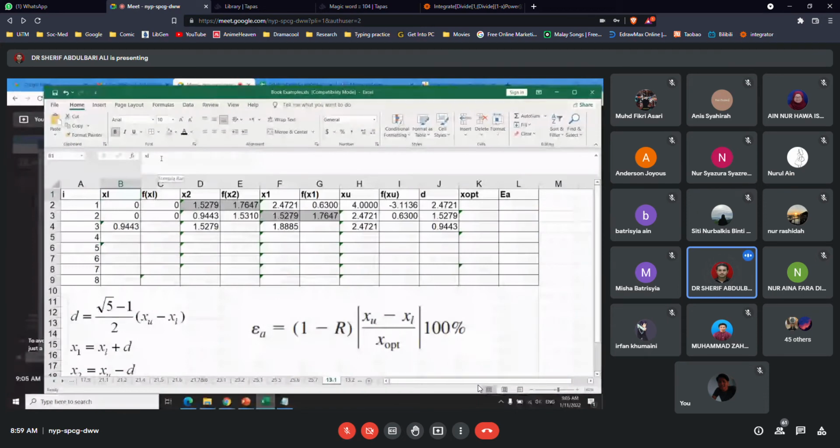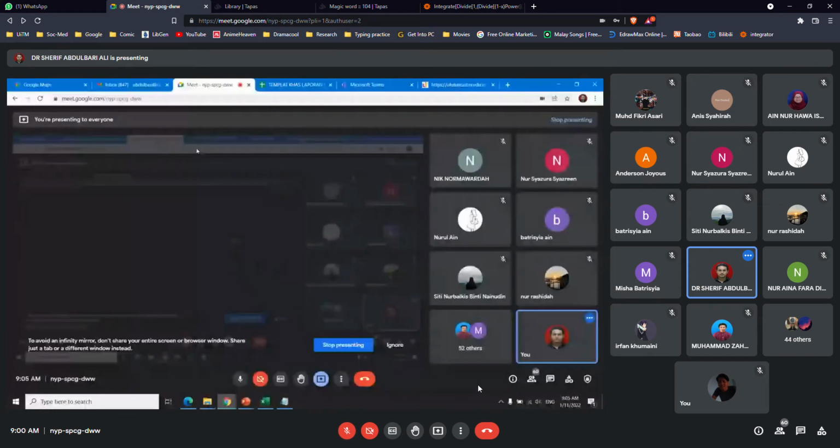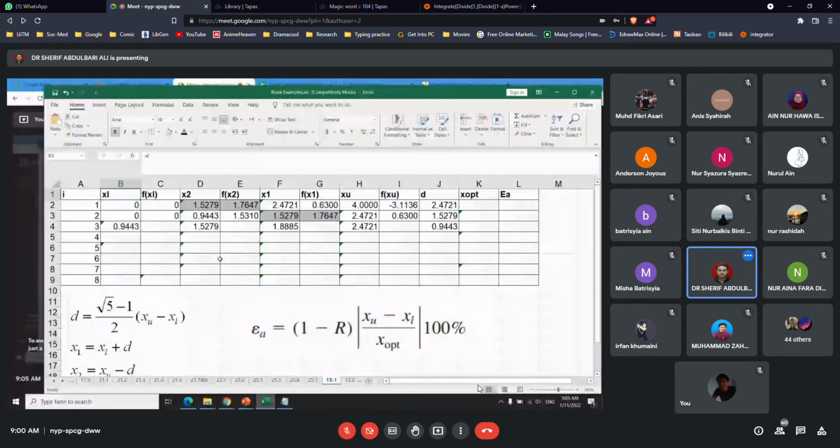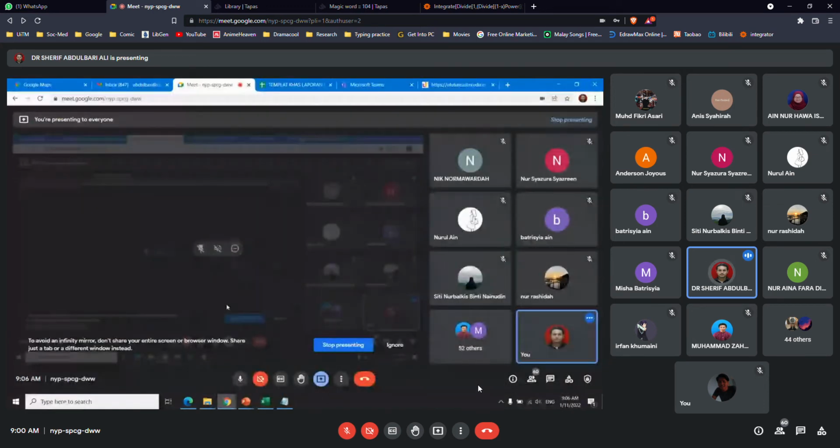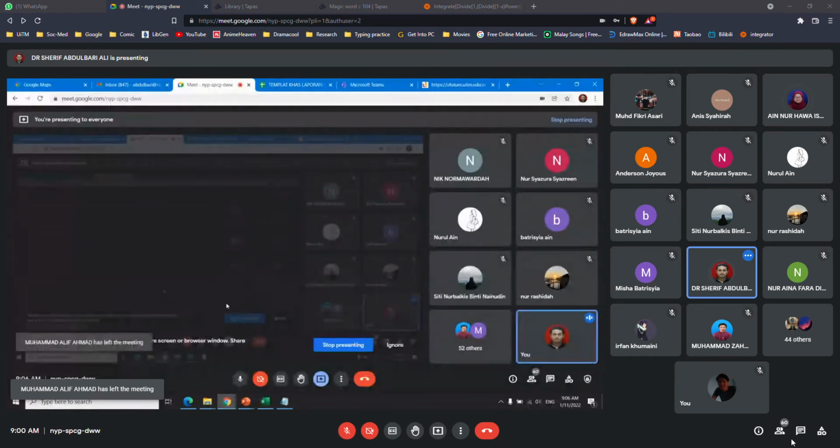Okay, have you gone for two iterations at least? How many iterations have you done? Has anyone of you finished two iterations at least? Do you need more time? Yes. Okay.